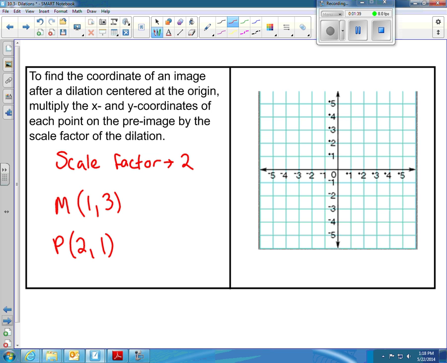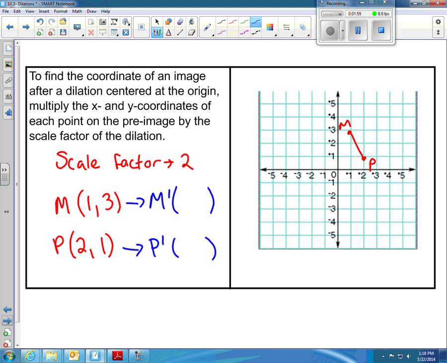So let's go ahead and graph those first. 1, 3 is our M, and 2, 1 is our P. And they give us just a line here. Now, using our second color, as we have the last 2 days of notes, we're going to change it to M prime and P prime.